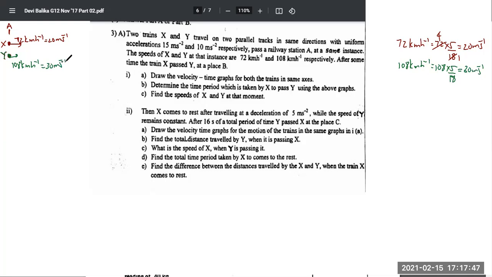Now you can see initially Y has a larger velocity than X. So after this point, Y will overtake X and move forward. I'm sorry, I said A, I think, instead of X. X is moving at a lower speed. Y is passing A at a higher speed. So at the beginning, Y will be moving forward. But if you look at the accelerations, X has a larger acceleration, that is 15 m s^-2, and the other one has only 10 m s^-2.